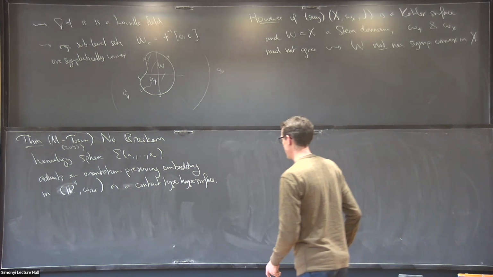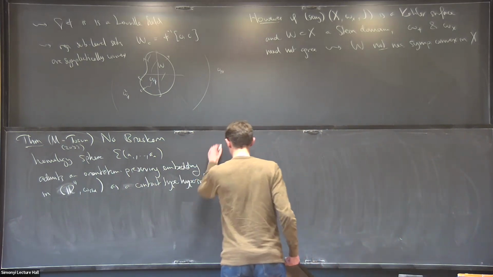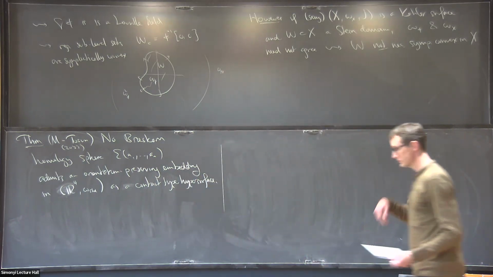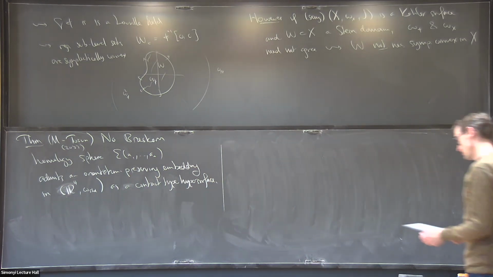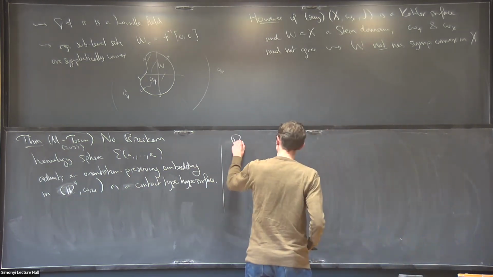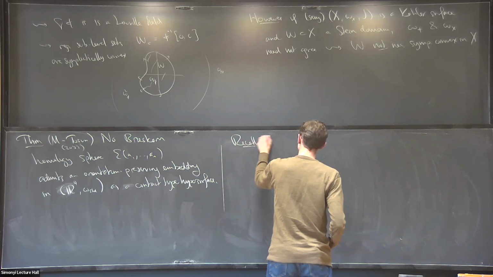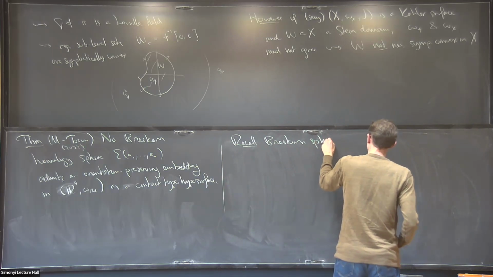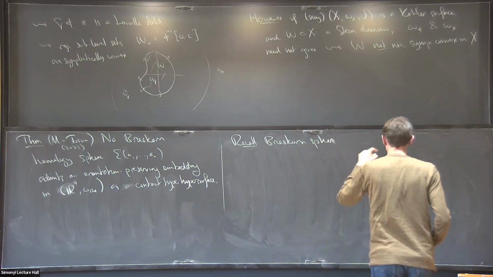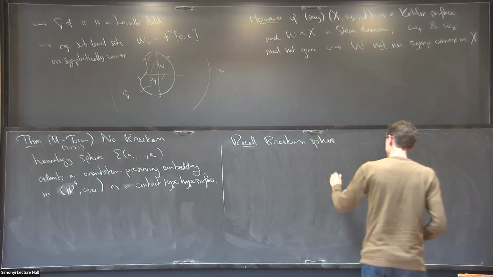So really, I'm going to tell you hardly anything about the proof. I just wanted to tell you enough about the tools that I have something to refer to later. So what's a Brieskorn sphere? It's a link of a certain normal surface singularity.